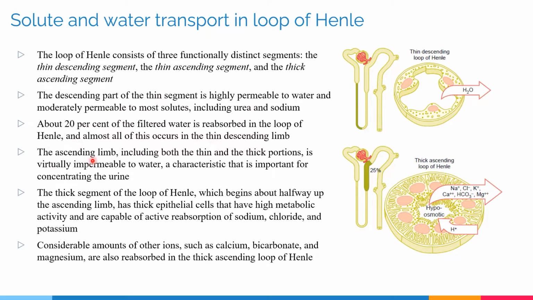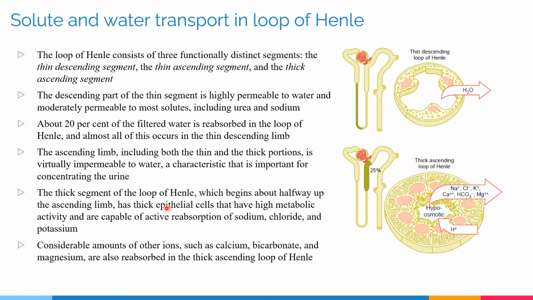The ascending limb, including both the thin and the thick portion, is virtually impermeable to water. So this is the first portion that we see that is completely impermeable to water and does not allow transport of water at all, a characteristic which is important for concentrating the urine.